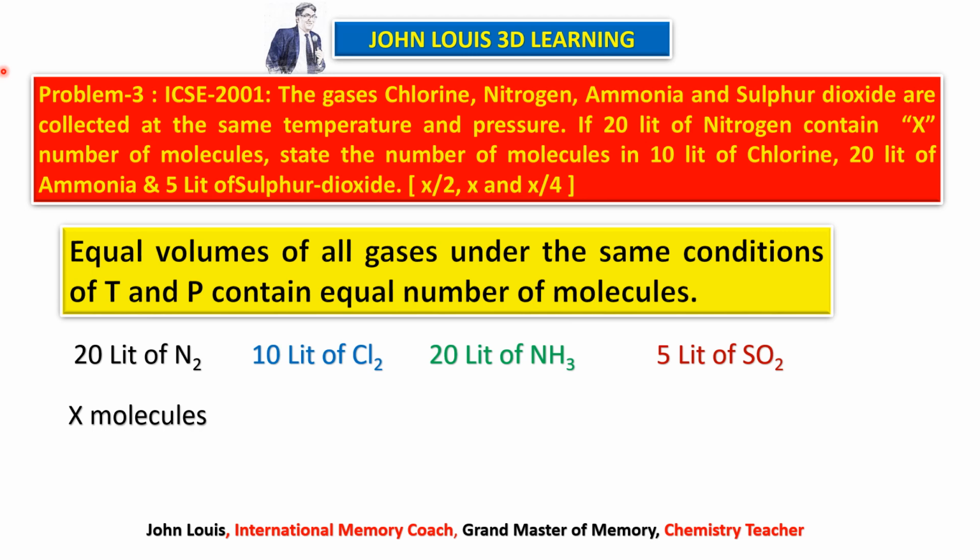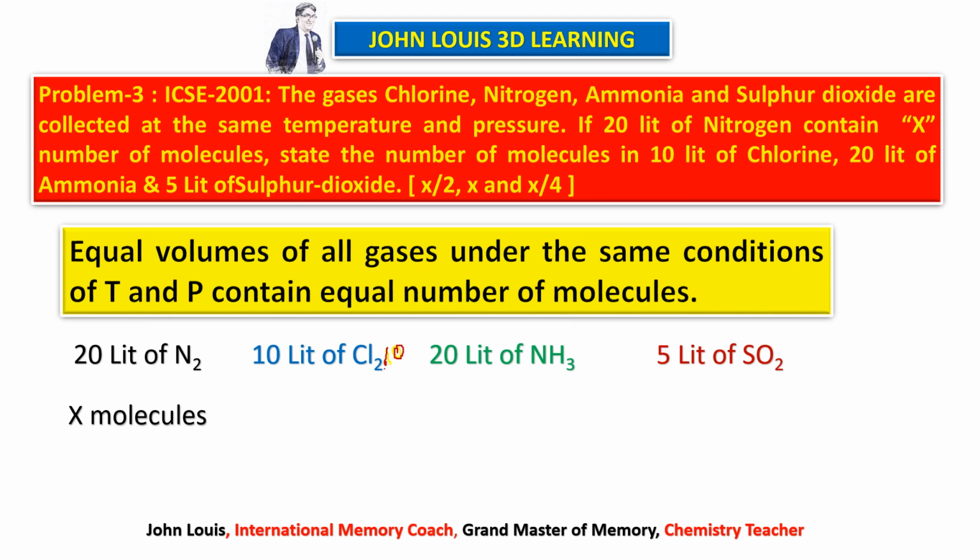So, 20 liters of nitrogen has X molecules. Therefore, 10 liters of chlorine will have how many molecules? So, 10 divided by 20, am I right? Equal volume will have equal number of molecules. So, 10 is half of 20. Therefore, 10 by 20 is how much?